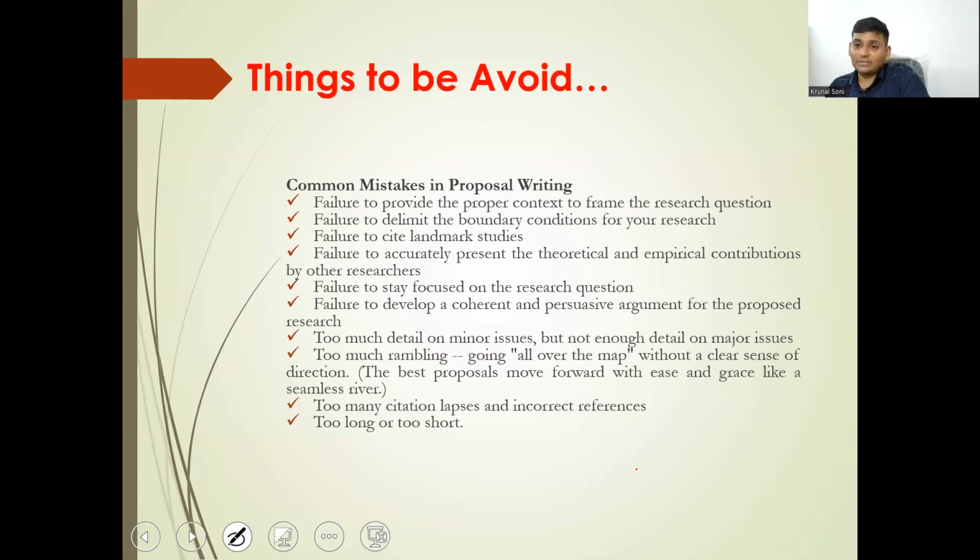Failure to cite landmark studies, right? Sometimes it might happen that people are taking contents from other people, but they are not citing them. So it should not happen. Whatever contents you are taking from previous researchers, it's always advisable to cite them properly, right, to avoid plagiarism and to provide proper justification to their work as well. Yes. So failure to accurately present the theoretical and empirical contributions by other researchers, that is what we have covered.